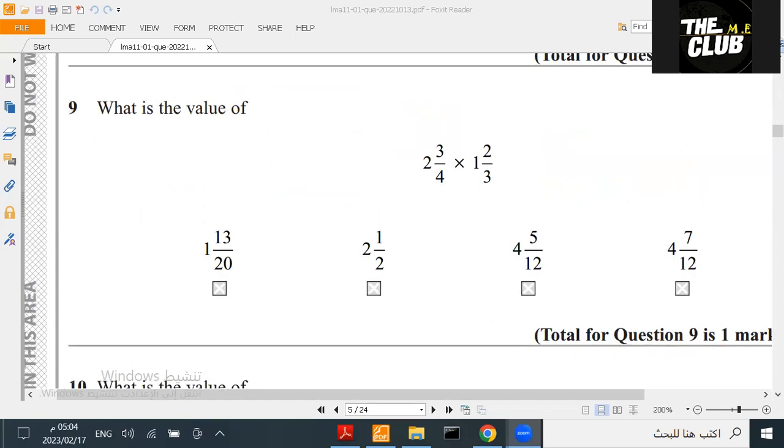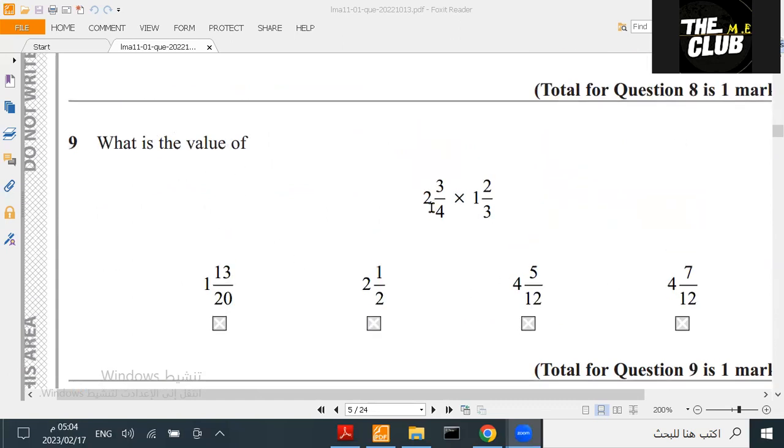Question 9. What is the value of this? We have mixed numbers, and they are multiplied by each other. Now we're going to work them out. First, we turn them into improper fractions, and then we work them out. A fraction has one number over another number, multiplied by a number over a number, the second fraction. Let's convert them one by one.